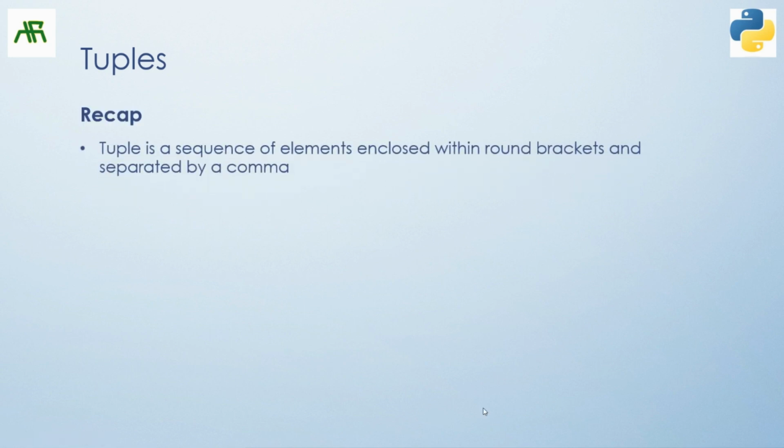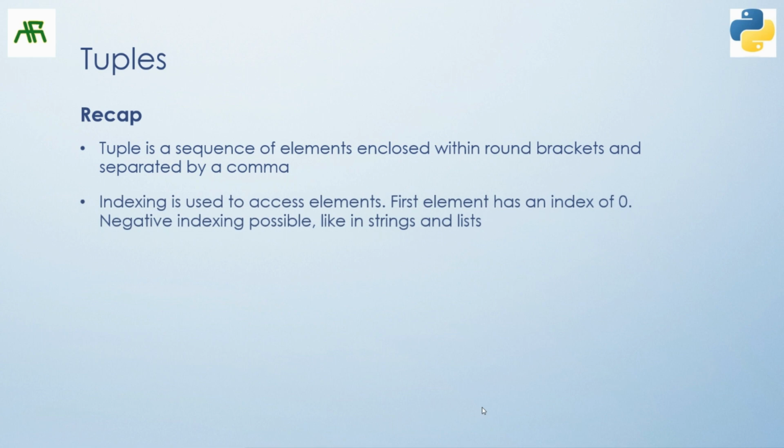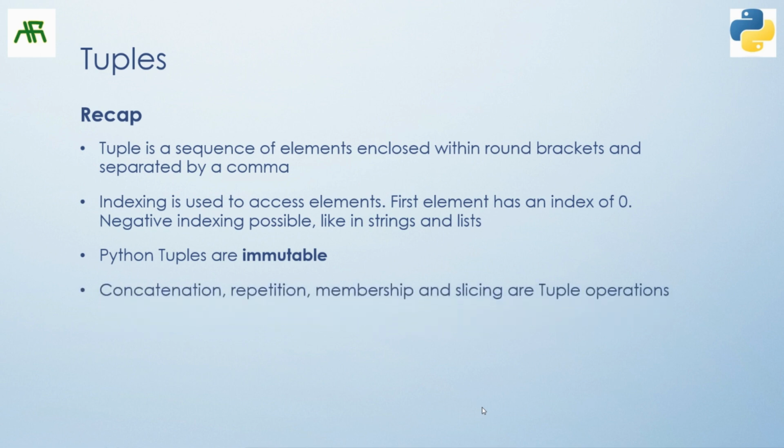Coming back to the presentation, let's have a quick recap of what tuples are. A tuple is a sequence of elements enclosed within round brackets and separated by a comma. Indexing is used to access elements. The first element index is 0, and negative indexing is also possible, just like strings and lists. Python tuples are immutable, whereas the elements of tuples can be mutable. We have to remember that. The operations include concatenation, repetition, membership, and slicing.